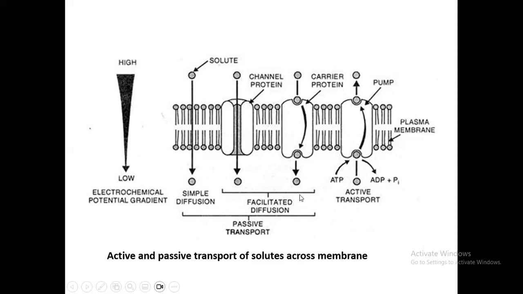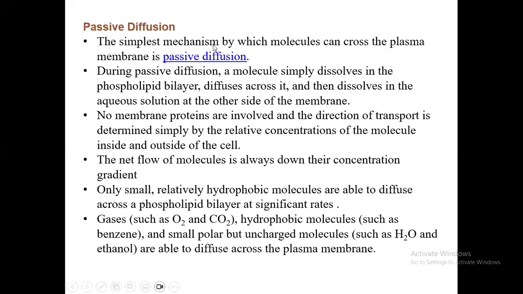Facilitated diffusion is again based on two types, that is the transport mediated through channel proteins and through carrier proteins. So we are going to look into more details of each of these different types of transport. Passive transport is the simplest mechanism by which molecules can cross the plasma membrane. It is also known as passive diffusion.